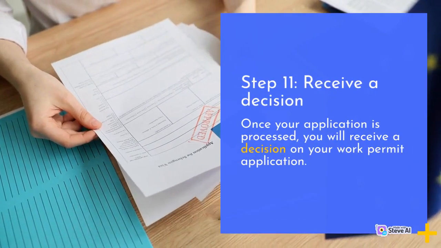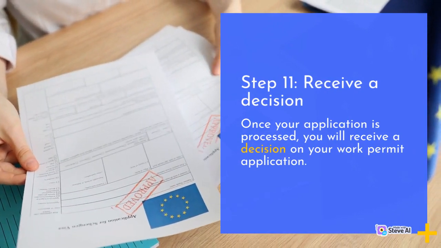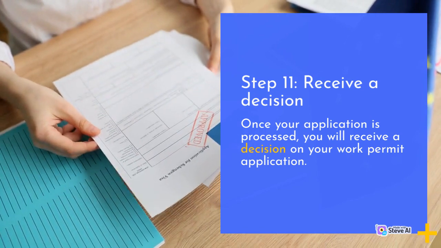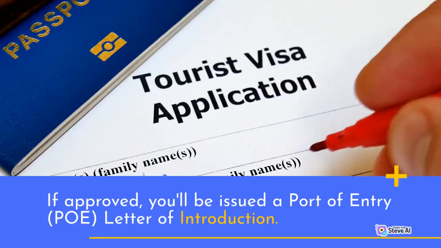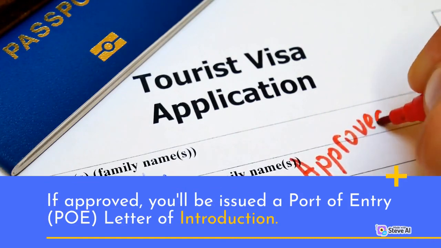Step 11. Receive a decision. Once your application is processed, you will receive a decision on your work permit application. If approved, you'll be issued a Port of Entry, POE, letter of introduction.